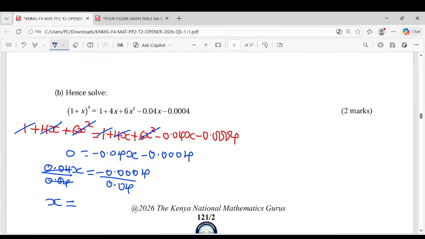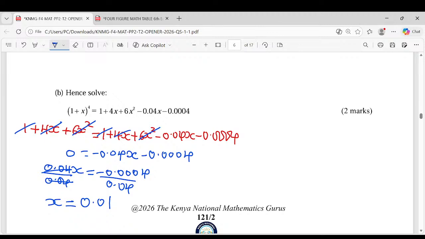Ladies and gentlemen, we now need to get the value of x. When I take negative 0.0004 divided by 0.04, this will be 0.01. So my x is 0.01. I've gotten my x as 0.01. What are we going now to do?